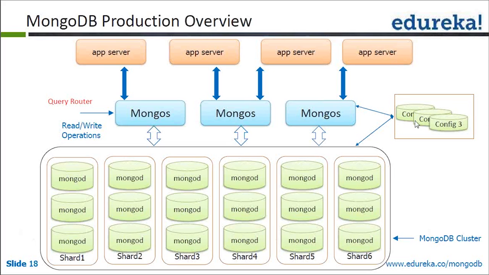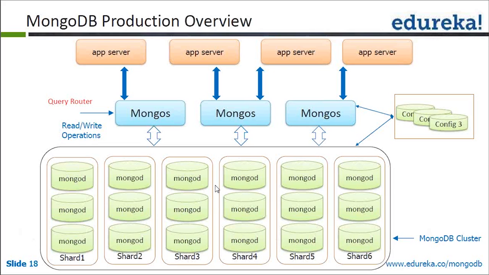What do these configuration databases do? They hold the metadata of the distribution of the cluster. That means they contain the information about where a particular piece of data resides. Let's say you have 1 terabyte of data distributed across 10 nodes, so 1 to 100 GB, 101 to 200 GB, like that. The configuration database has the information about how that distribution happened, which node contains which data, stuff like that.